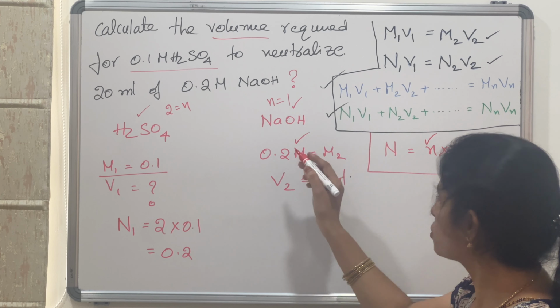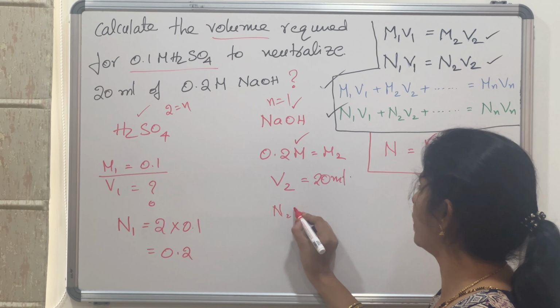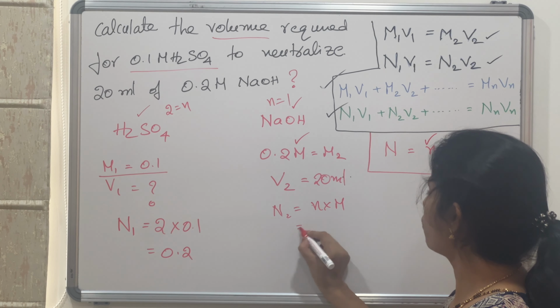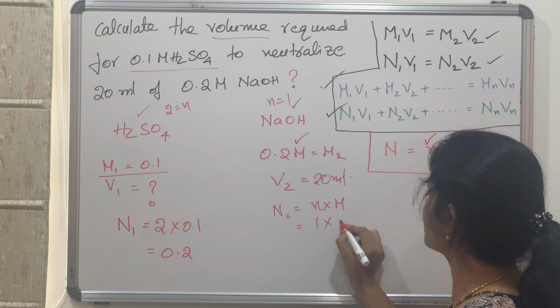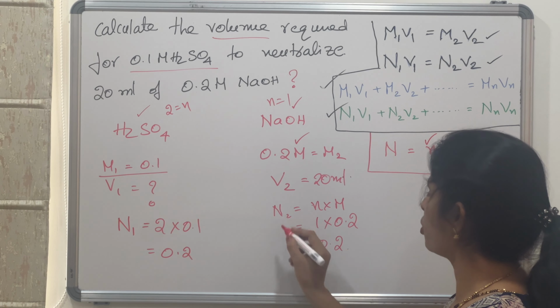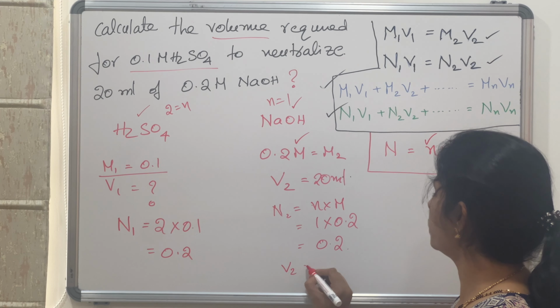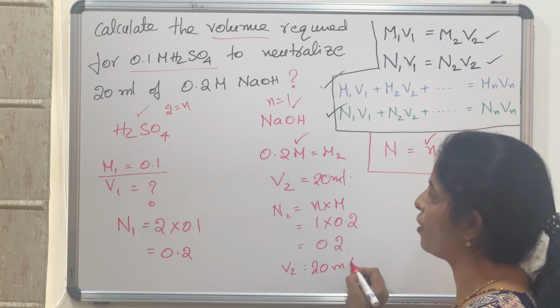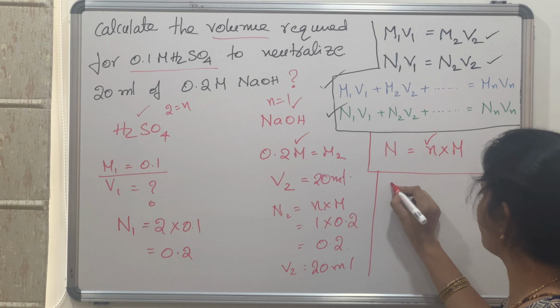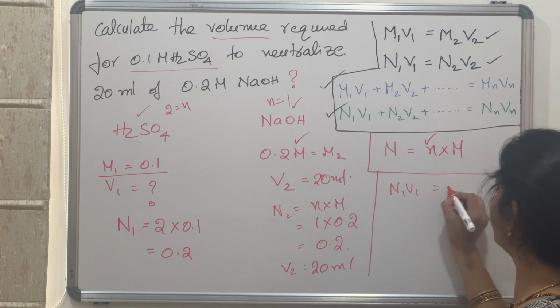That is 1. So here N2 is equal to n factor into molarity, no? So what is the n factor? 1 into what is the molarity? That is 0.2. So what is N2? Here 0.2. And what is V2? It is 20 ml. Now you need to find out V1. Use the second relationship, N1V1 is equal to N2V2.